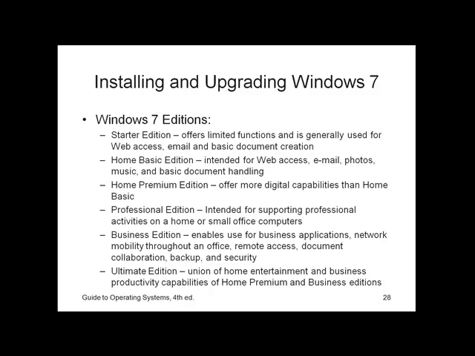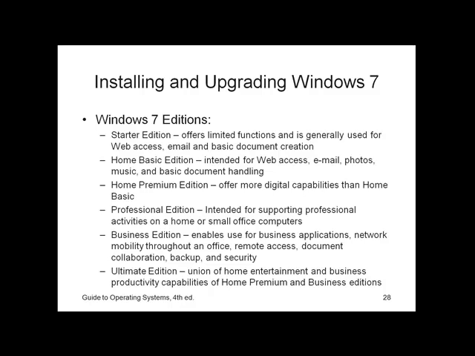Speaking of upgrading to Windows 7, it's probably important to note that there are several editions of Windows 7 out as well. The Starter Edition, of course, offers limited functions and is generally used for web access, email, and basic document creation. The Home Basic Edition is intended for web access, email, photos, music, basic document handling, and the Home Premium Edition will offer more digital capabilities than the Home Basic.